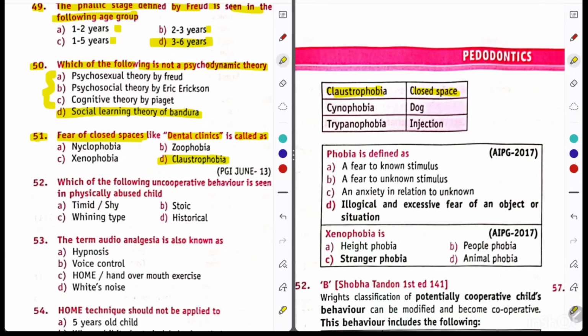Claustrophobia, fear of closed space. Cynophobia, fear of dog. And trypanophobia, fear of injection. Phobia is defined as illogical and excessive fear of an object or situation. Xenophobia is stranger phobia. Okay.